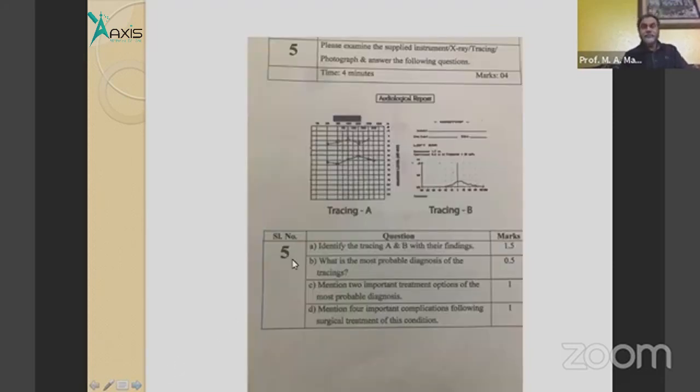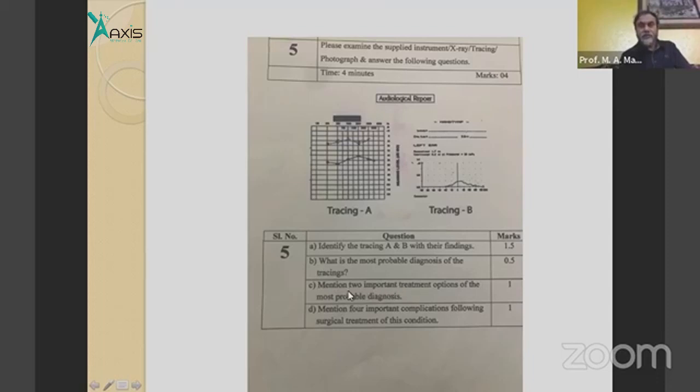This is a tracing, tracing A and tracing B. This is a pure tone audiogram, and this is an impedance audiogram. The pure tone audiogram shows bone conduction around 20 decibel, but slightly dipping down of bone conduction at 2 kilohertz, and air conduction is down about 40 or 50 decibel, and there is an air-bone gap of about 35 decibel. And this is a Carhart's notch, and this is an As graph. So this is a classical case of otosclerosis.